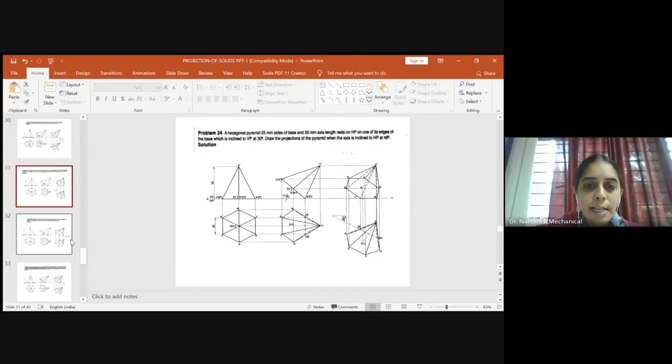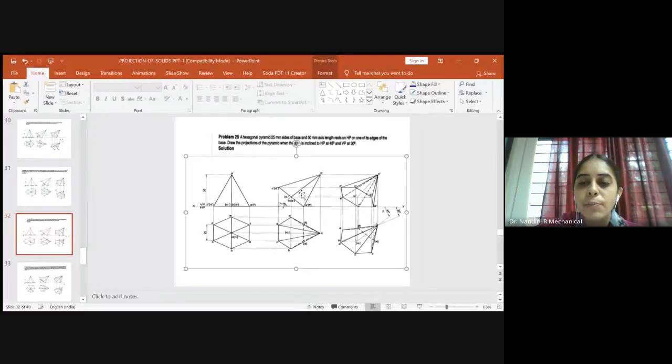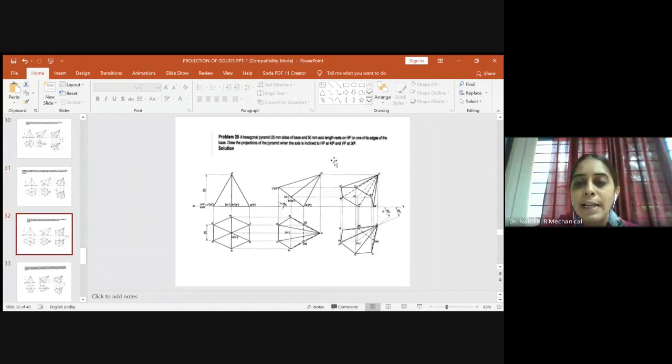So it is also a hexagonal pyramid of 25 mm side and 50 mm axis. It is inclined at 45 degrees to HP. So the first stage and the second stage of the problem remain the same. Only the changed part is related to our third stage. Why? Because the axis is inclined to VP at 30 degrees. In the previous problem, it was the edge which was inclined at 30 degrees, but now it is the axis which has been inclined at 30 degrees. So this will make a change in our third stage.